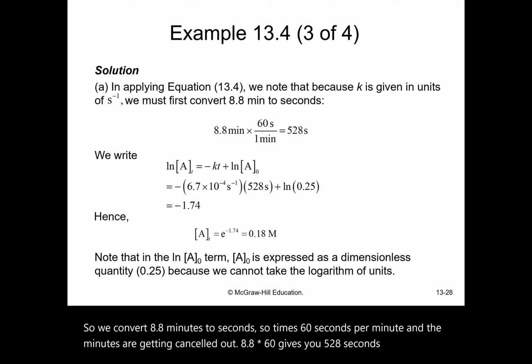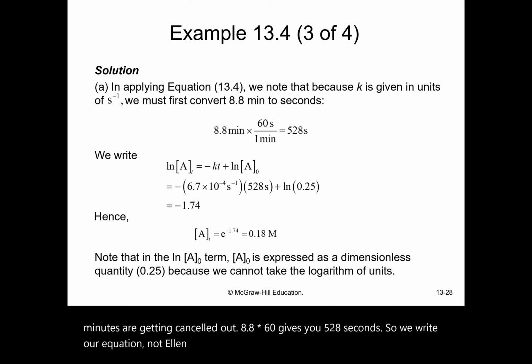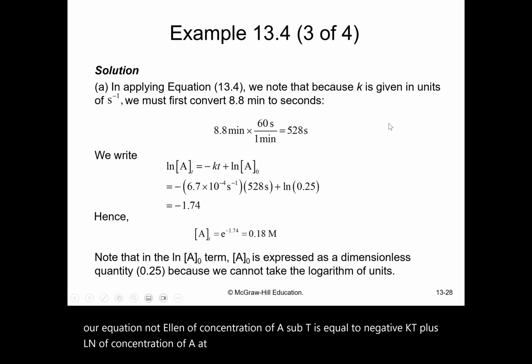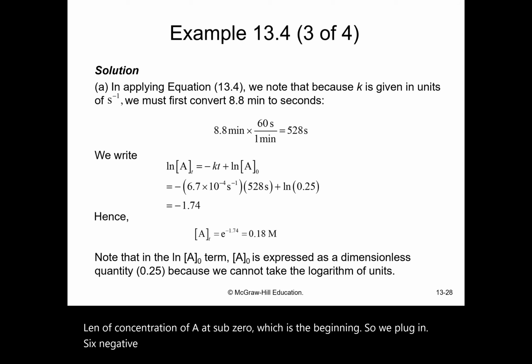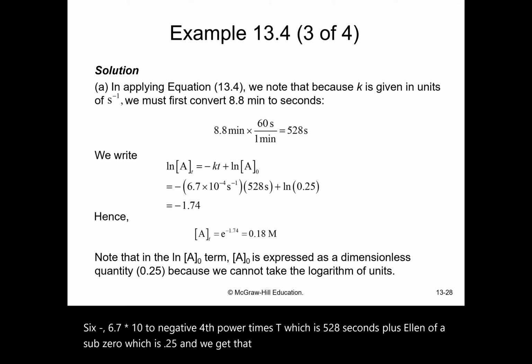So we write our equation: ln of concentration of A sub t is equal to negative kt plus ln of concentration of A sub 0, which is the beginning. So we plug in negative 6.7 times 10 to the negative 4th power times t, which is 528 seconds, plus ln of A sub 0, which is 0.25. And we get that equal to negative 1.74.